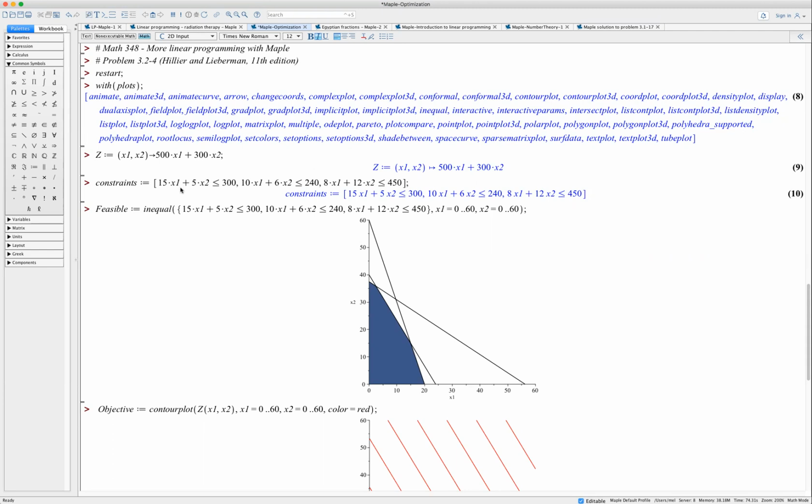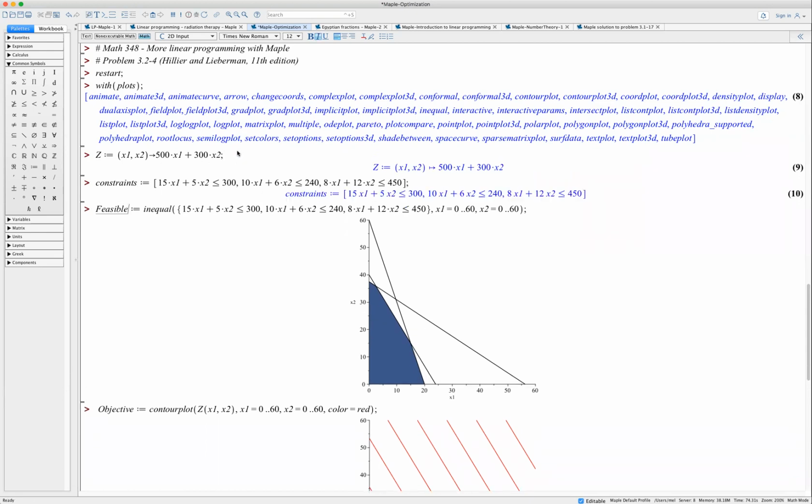There are three constraints, and I'm going to list them this way in square brackets. So in square brackets, each constraint separated by a comma. So 15x1 plus 5x2 at most 300, 10x1 plus 6x2 at most 240, 8x1 plus 12x2 at most 450. And again, you'll notice I always put in the times sign, the multiplication symbol. It's not always necessary. Sometimes it is. It's never wrong. So I just always put it in.